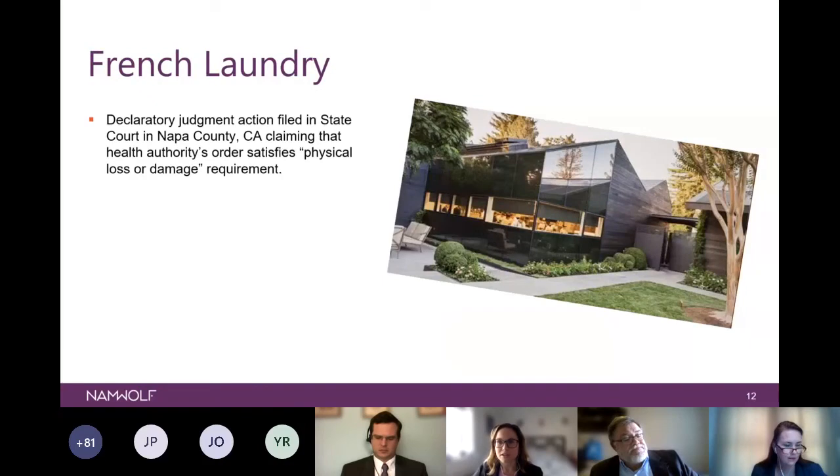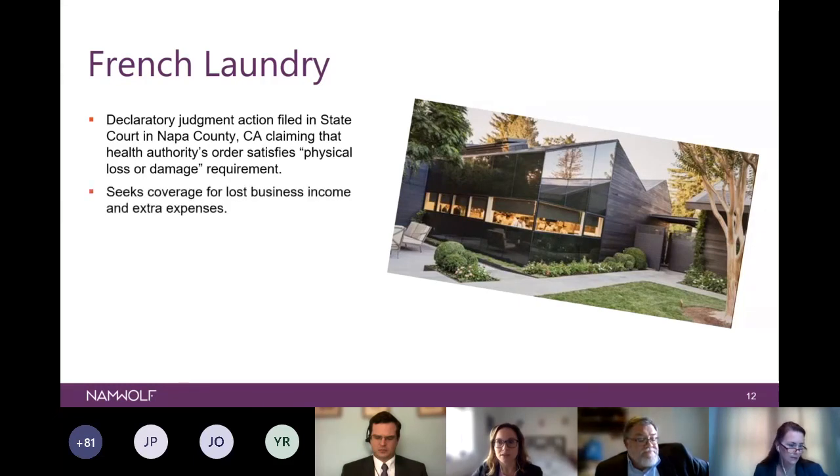So we'll go into French Laundry. This case, like I said, was filed in state court in Napa County, and it stems from the closure of Thomas Keller's famed restaurant, the French Laundry, due to a shutdown order from a Napa County health officer. So here, to try to satisfy the physical loss or damage requirement, the plaintiffs are making a few different points.